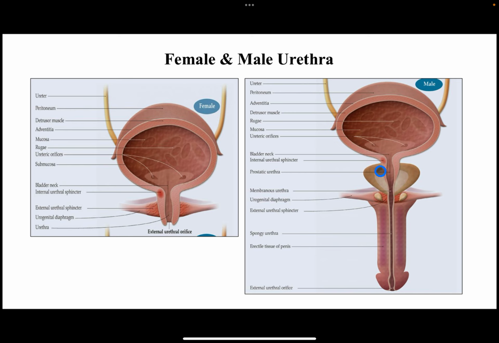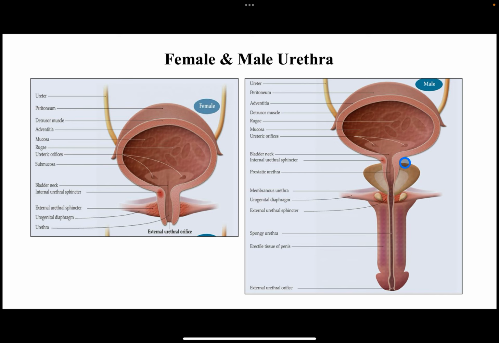So you see that for the males, this is the male. You see we have the prostate gland between. This is the urethra. From here to here is what we call the prostatic urethra. And over here is the membranous urethra, because you see this is the urogenital diaphragm. Then from here to here is the spongy urethra or penile urethra. Then we have the external urethral orifice. This is the internal urethral orifice.